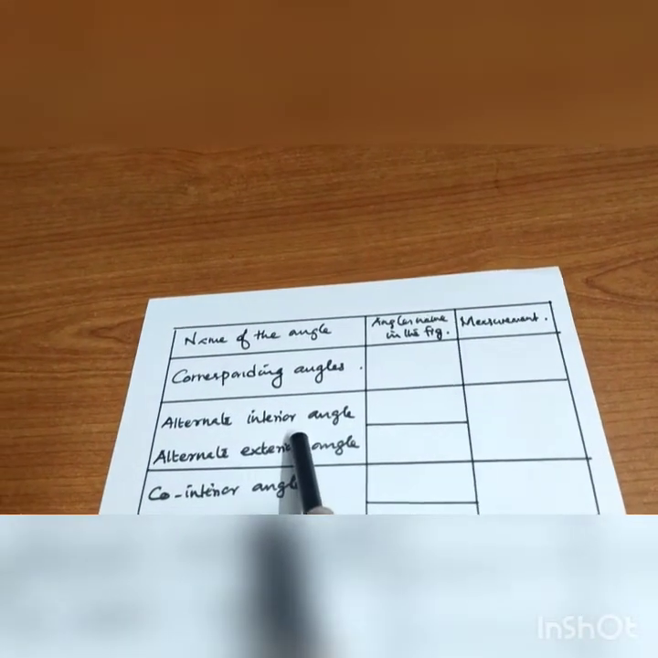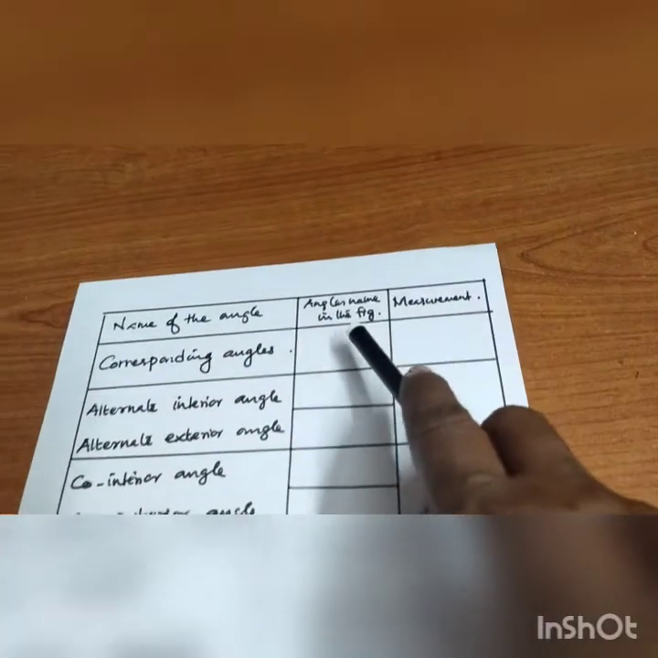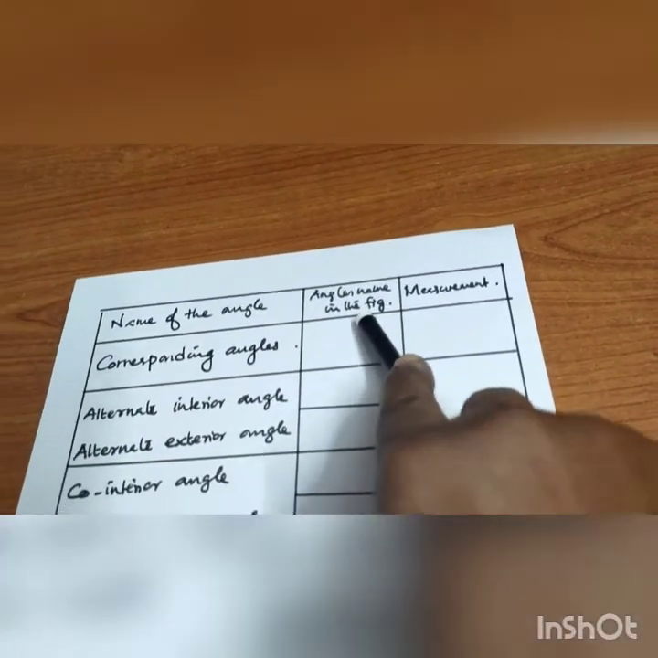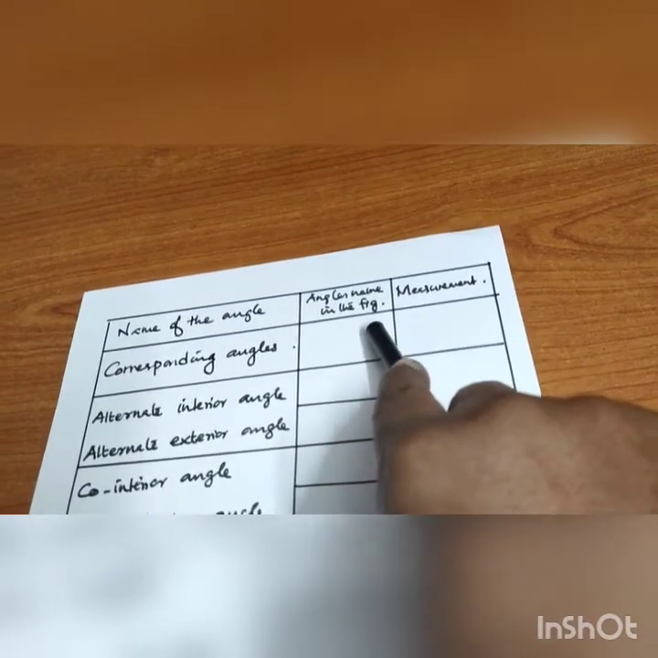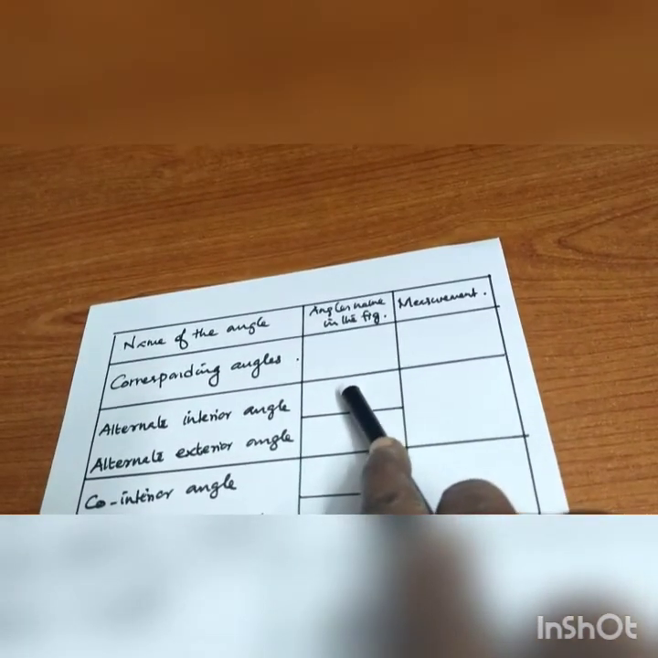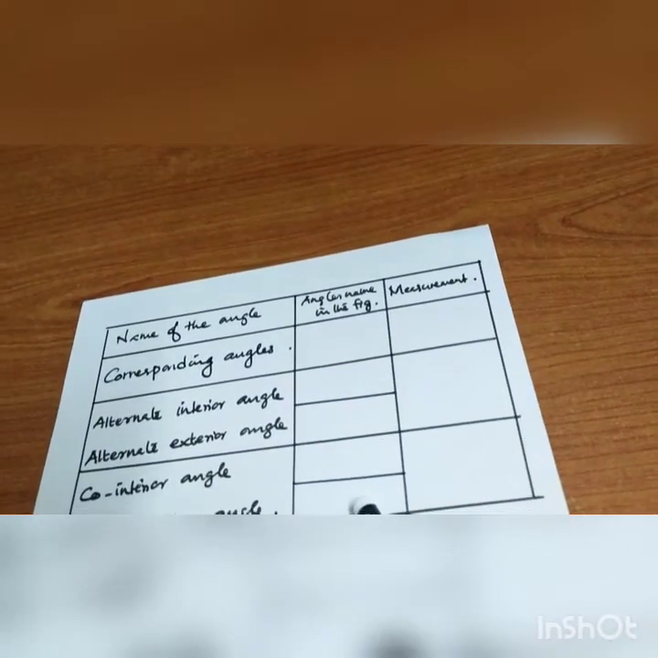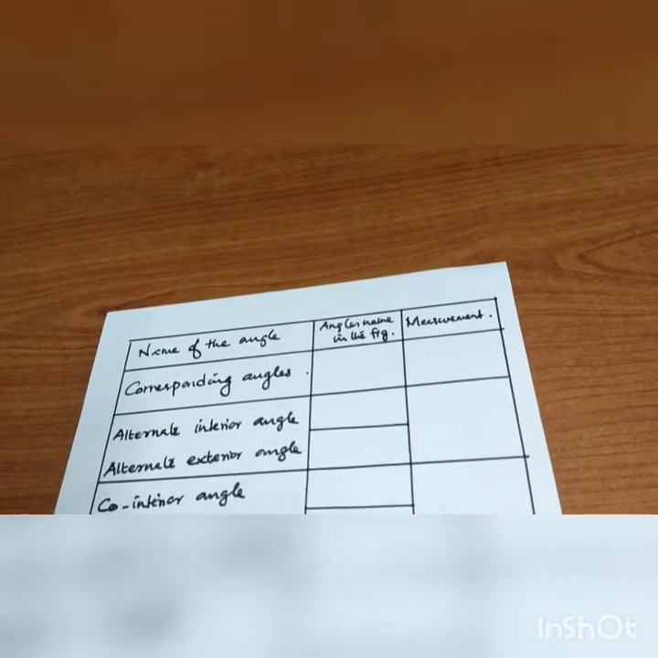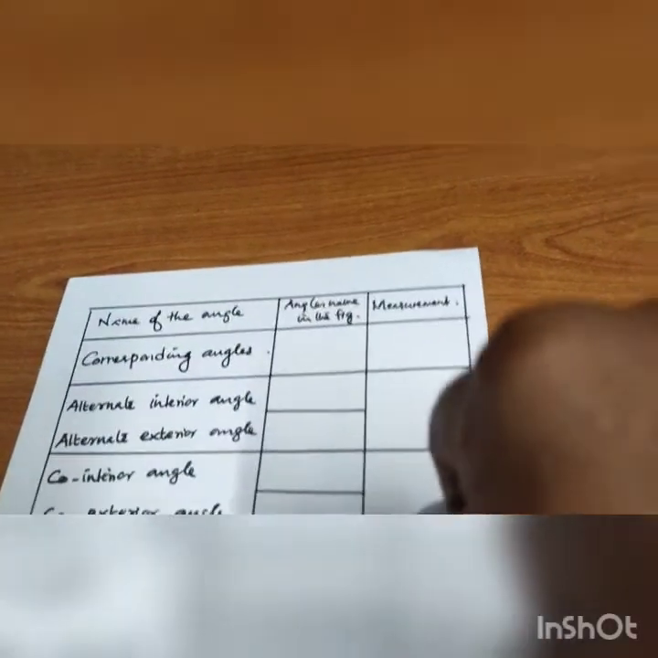Here, first, name the angles: corresponding angles, alternate interior angles, alternate exterior angles, co-interior and co-exterior angles. Name the angles in the figure. Which are the corresponding angles in the figure? Which are the alternate interior angles? Which are the alternate exterior angles? Co-interior angles, co-exterior angles. If the lines drawn are parallel, then find their measurements.